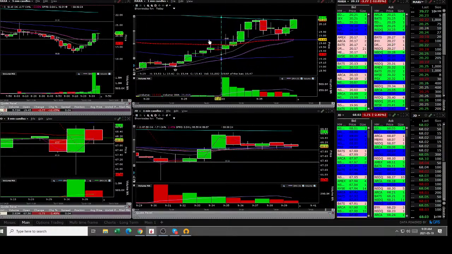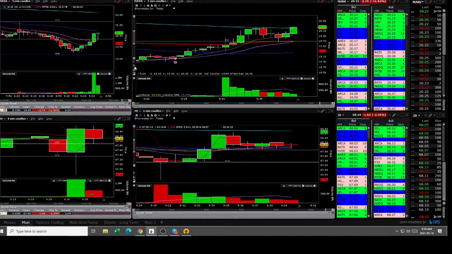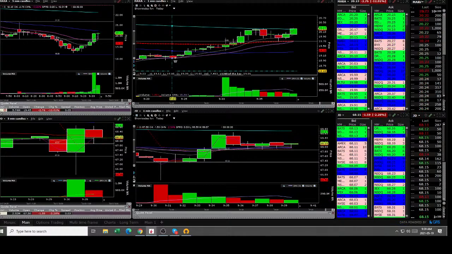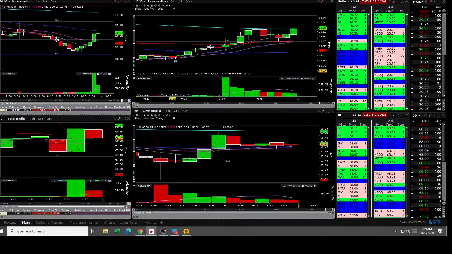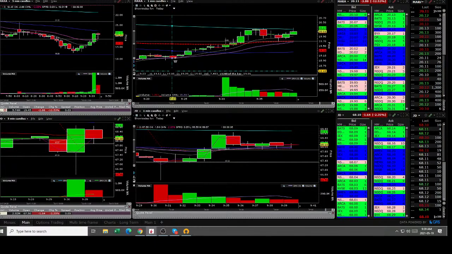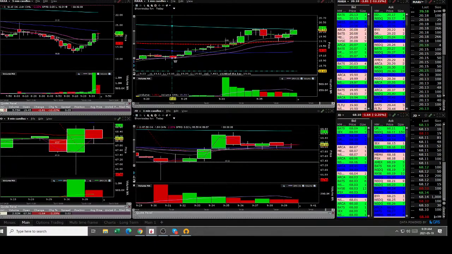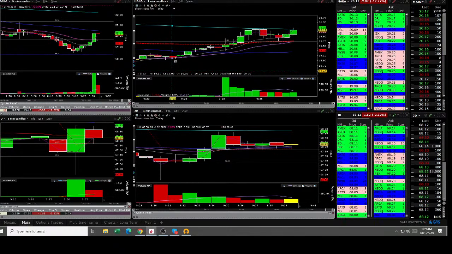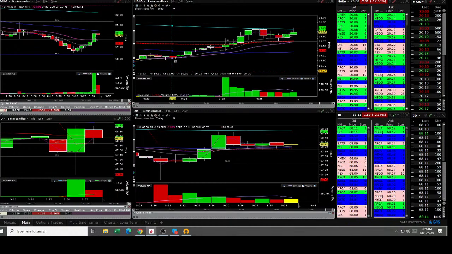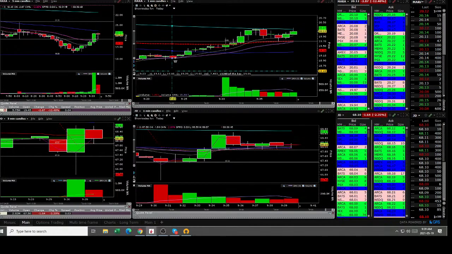Oh, I missed the Mara. I missed the Mara entry. I'm going to look at it now. I want these 30 seconds to close and then I'm going to go long. Let this 5 minute close, so then we have a direction of the Nasdaq and QQQ.